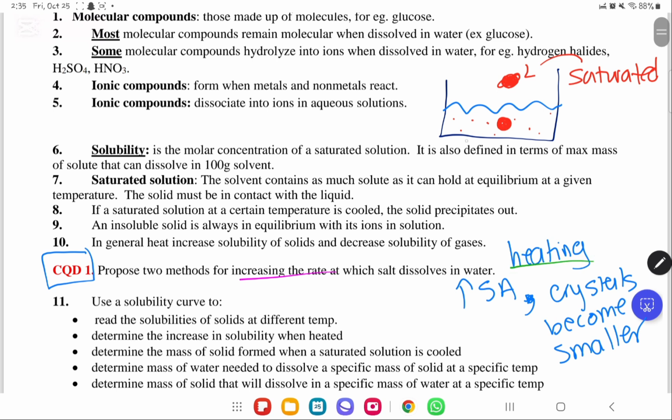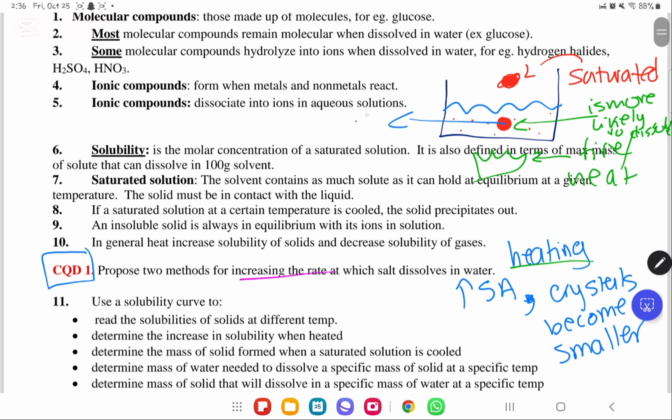Now, if you increase the temperature, so let's say we added fire. This is fire, sorry for the bad drawing. You added fire or heat. Then what happens? This over here is more likely to dissolve, way more likely to dissolve. Also, if you took this and made it into smaller pieces, you broke it into 1, 2, 3, 4, really small pieces, so you increase the surface area, then it is more likely to dissolve.